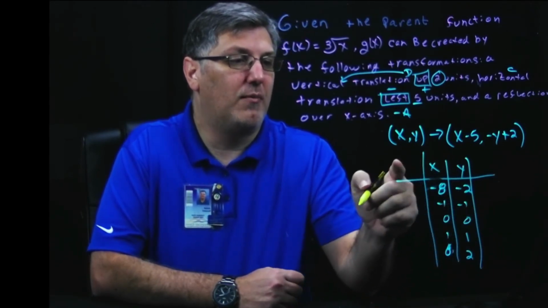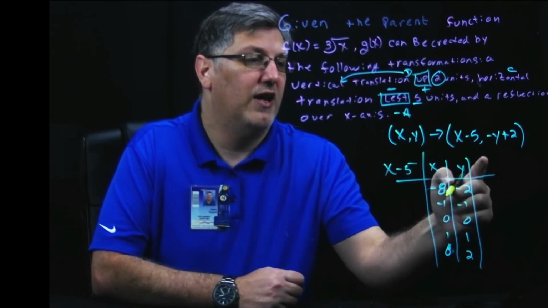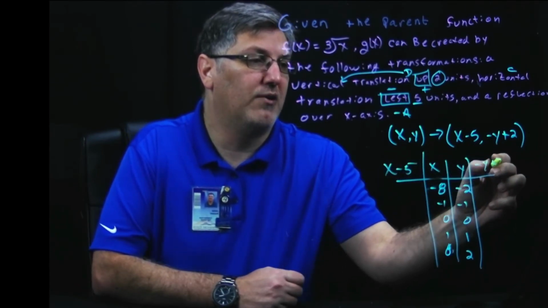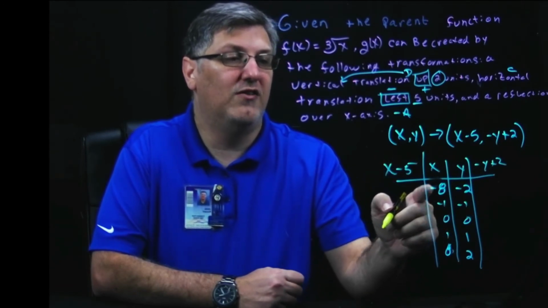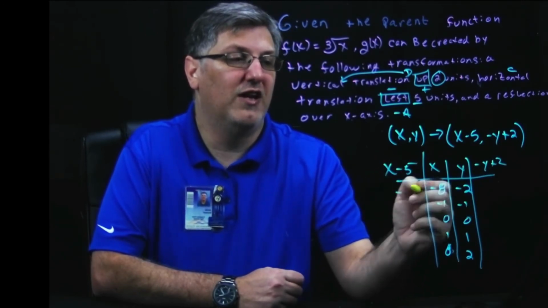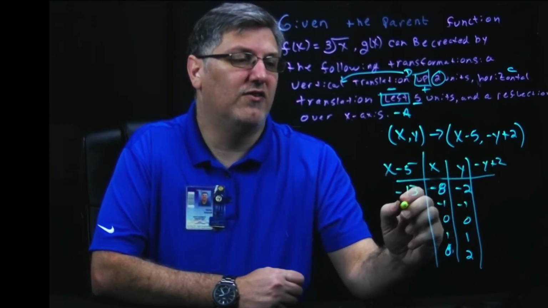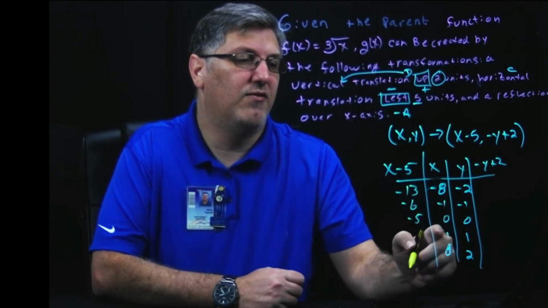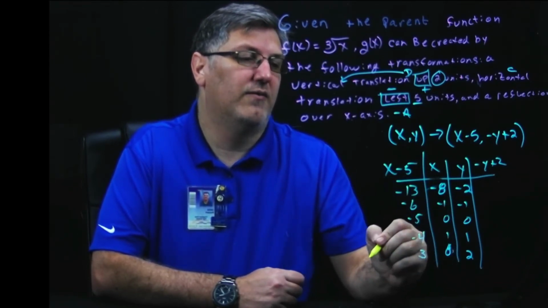What I'm going to do is write my mappings here and here. Right next to my x, I'm going to do x minus 5. And right next to my y, I'm doing negative y plus 2. I'm going to take this value and plug it in. So negative 8 minus 5 is negative 13. Negative 1 minus 5 is negative 6, negative 5, negative 4, and then 3.